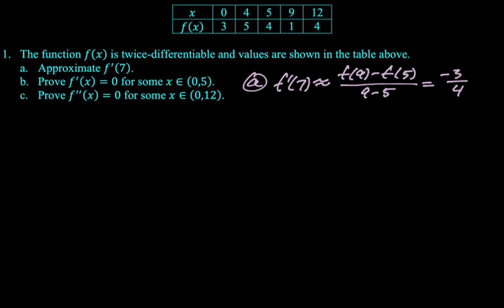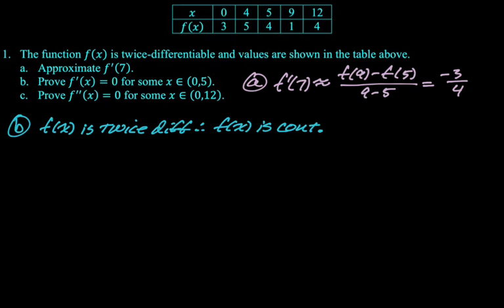So here goes. f of x is twice differentiable, therefore f of x is continuous. Twice differentiable means differentiable, so it's basically given that f of x is differentiable, and then we have to infer that it is continuous. But that means that we can use the mean value theorem on f of x. So we're going to apply the mean value theorem to f of x to conclude something about f prime.